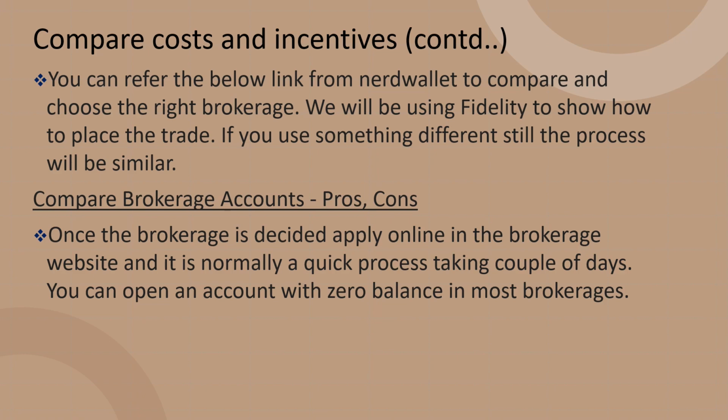Once the brokerage is decided, apply online. You can go to the brokerage website and apply online. It'll ask you for some of your basic details: your name, address, age, SSN, your employment details and all those things. It is normally a very quick process and just takes a couple of days to have your account set up. And most of the brokerages allow you to create a zero balance account to start with.